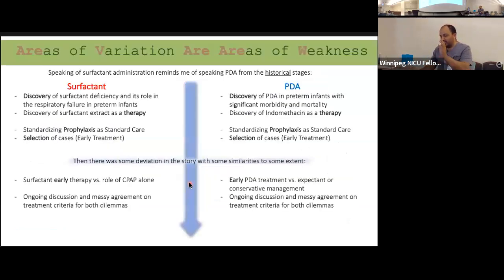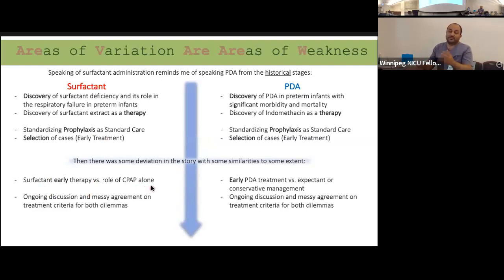If you look at the history of our common illnesses in neonatology, they are so similar. You discover the thing, you start the treatment, and then you start thinking about how to prevent the whole illness by giving it prophylactically, as happened with surfactant. A similar thing happened with the PDA. There are a lot of similarities in how we are progressing, and we keep our discussion about prophylaxis and how to select the cases that require early treatment or late treatment.